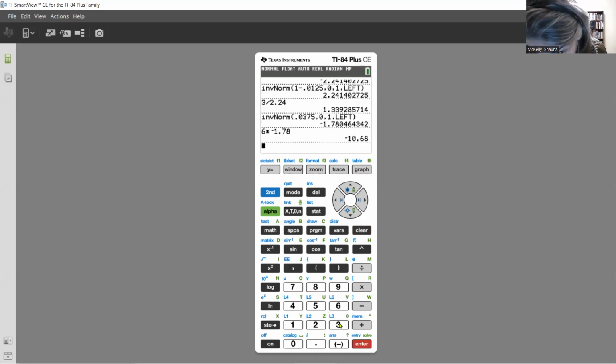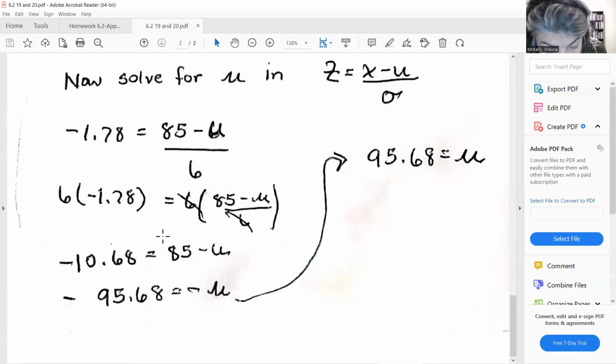gives you negative 10.68, which you can see from the screen. This is negative 10.68. Now I'm going to subtract 85 from it. And that's going to be the opposite of mu. So I need the positive portion of mu, and I get 95.68, which is what mu is.